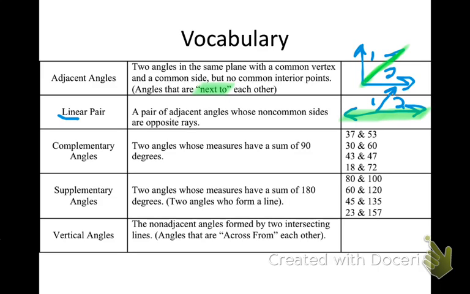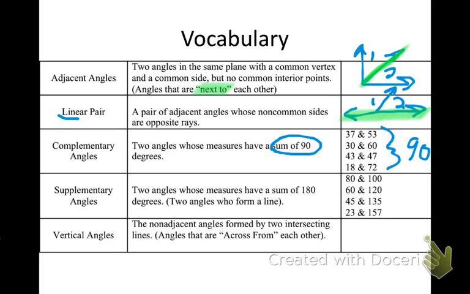Complementary angles. Again, if you were in my class last year, we talked about this a lot, getting ready for NISA standards. But 2 angles who have a sum of 90 degrees. All of these add up to get 90 degrees. So again, the sum of 2 angles that add up to get 90 degrees.